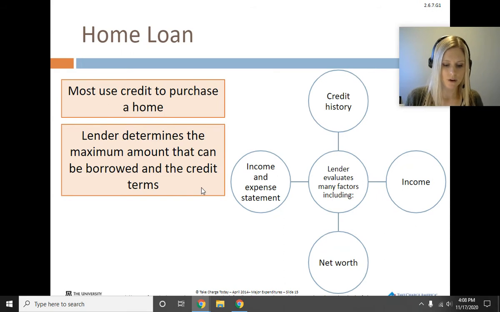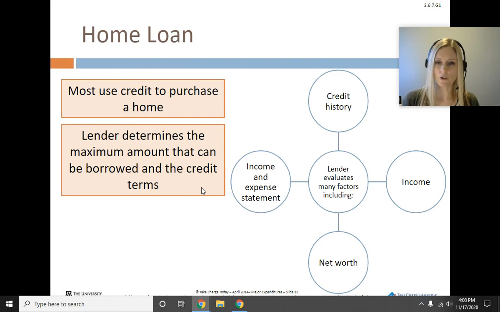Okay, a home loan may be used to purchase a home. Most of the time, people do get a loan for a home because it's a very large purchase and people don't always have that kind of cash built up whenever they need to buy a home. The lender, the bank, or whoever you're using to lend you the money, is going to determine the maximum amount that can be borrowed. So most people will get pre-approved for a home loan, and so maybe the bank says, "Okay, you can spend up to $75,000 on a home, and we're still within your budget." And they're going to also determine the credit terms, like the interest rate and the length of the loan.